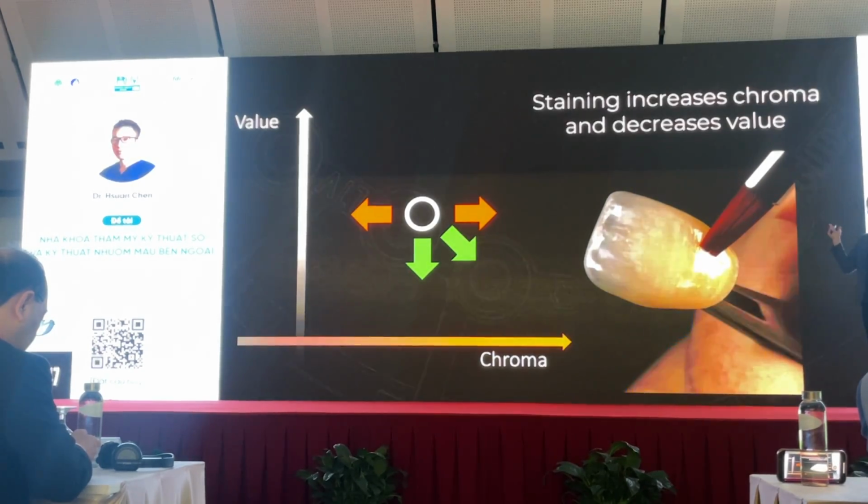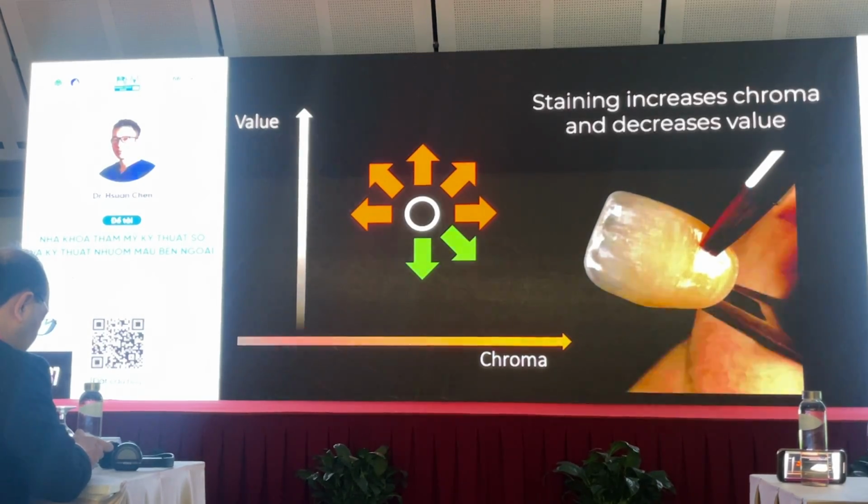But it can't go this way. Why? Because when you stain it, the value has to go down. So it cannot move laterally. And of course, the value cannot go up. So it cannot go any of those.